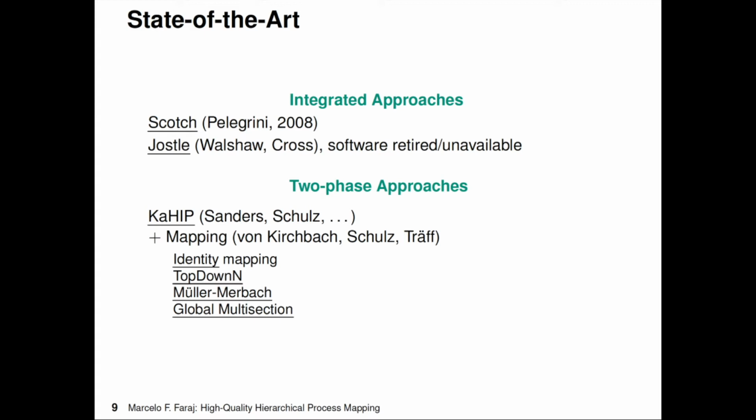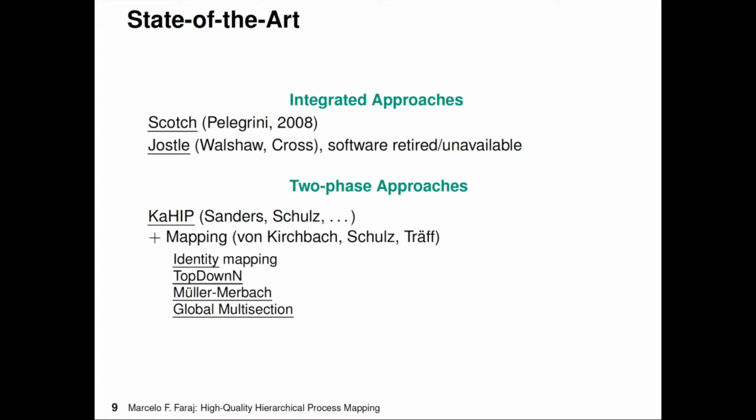In the first one, we consider the integrated approaches to solve GPMP. We include two solvers in this case. Scotch, which consists of a multi-level scheme using some Fiduccia-Mattheyses local searches, and Jostle. However, Jostle is currently retired.